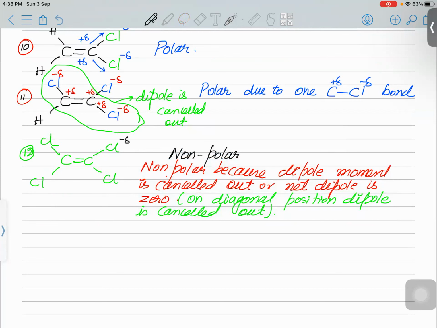This is negative, this is positive, cancel out. This is negative, this is positive, cancel out. So the net dipole cancels out.